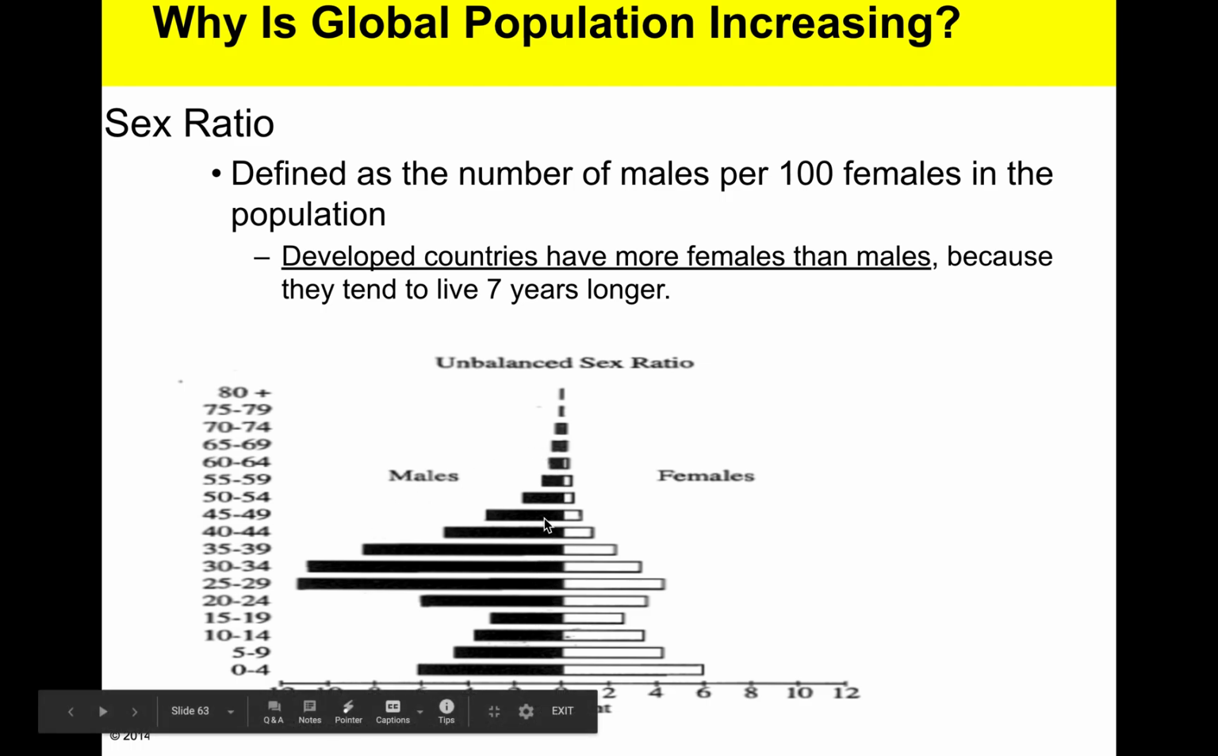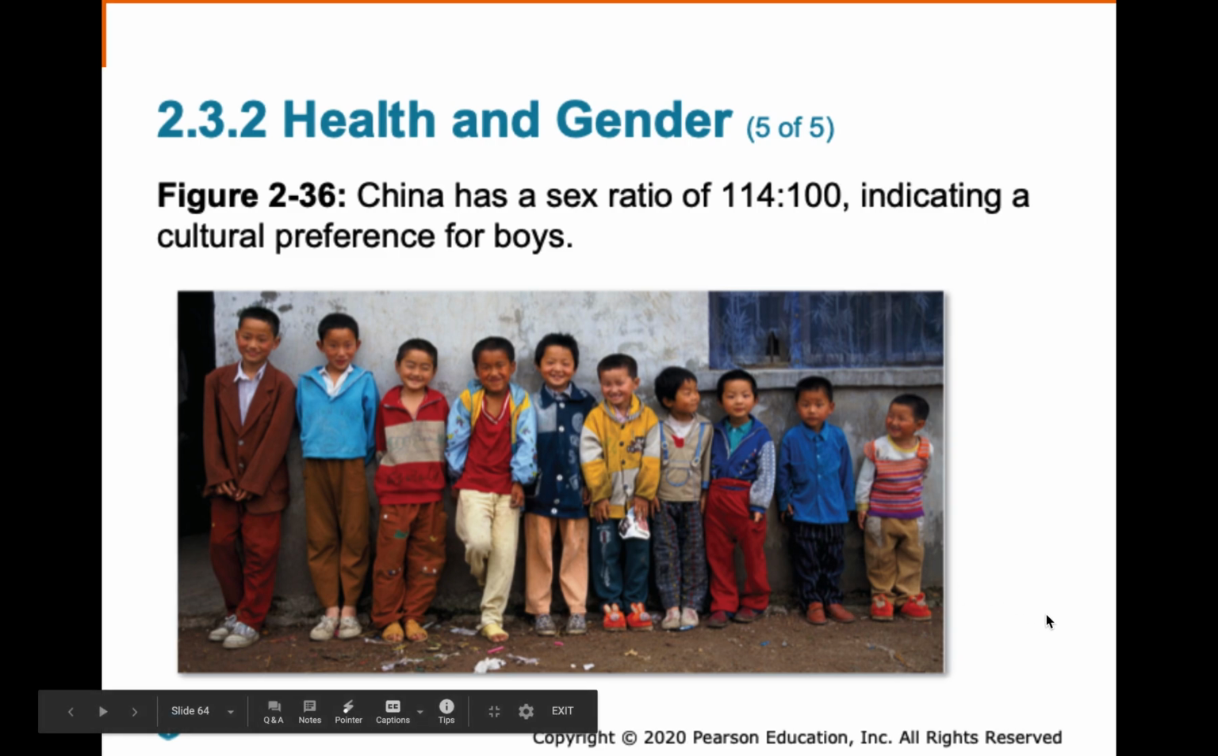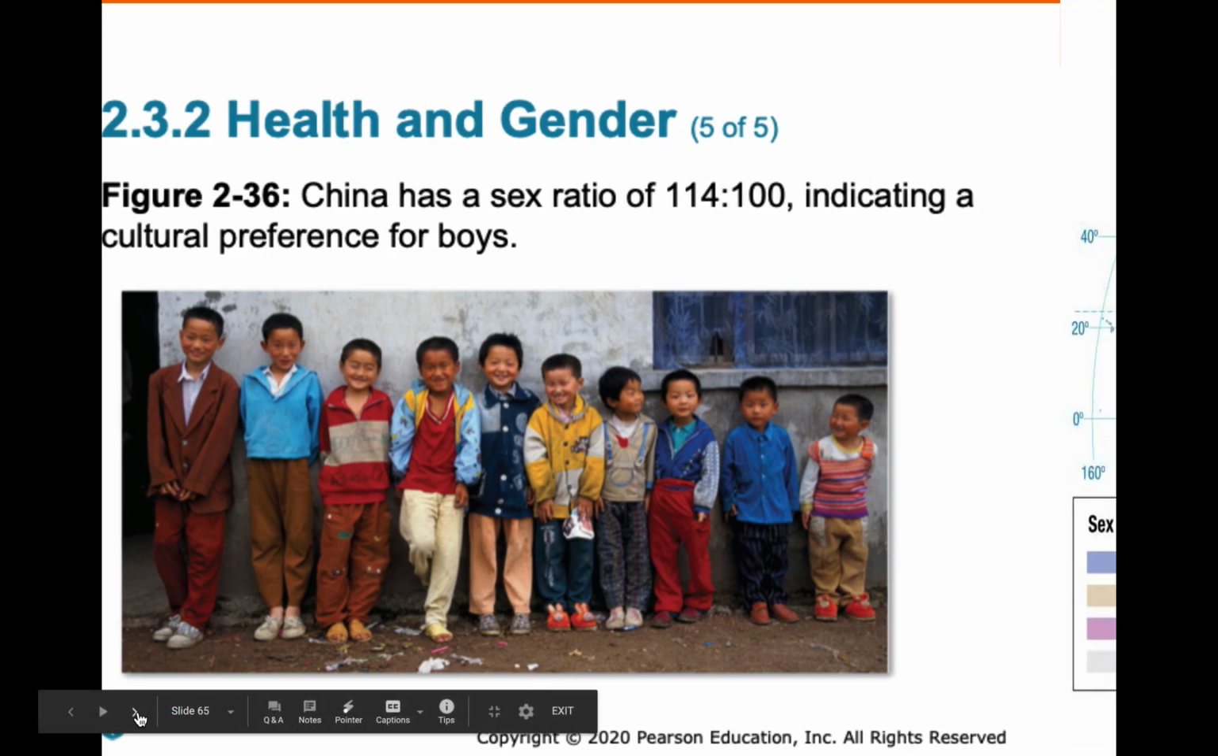In this particular one, it shows us a city where there's economic pull factors because a lot of males are heading to those factory jobs in urban areas. China has a sex ratio of 114 males to every 100 females. And again, that cultural preference towards boys.